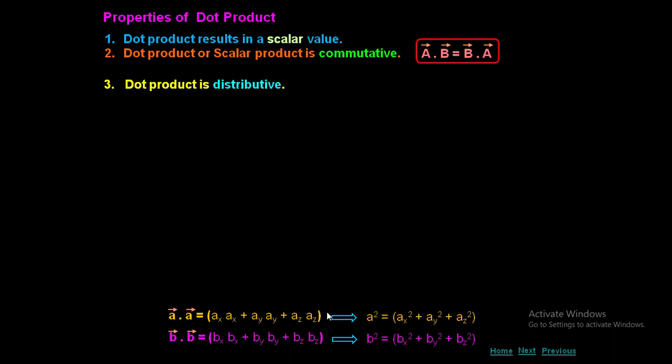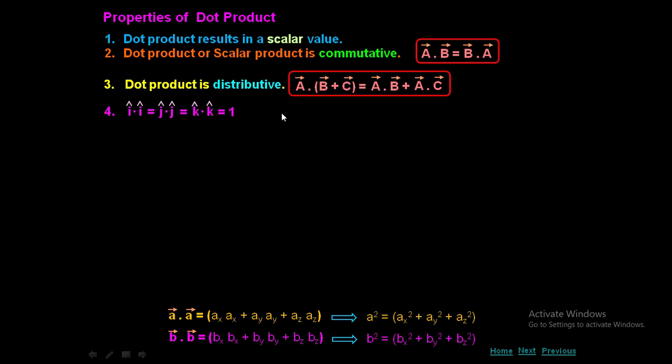Dot product is distributive. Distributive means A bar dot (B bar plus C bar) is equal to A bar dot B bar plus A bar dot C bar. When you have three vectors, if you first add B bar plus C bar and multiply that resultant with A bar, whatever result you get, if you multiply A bar dot B bar first and A bar dot C bar, and then add them, you also get the same value.